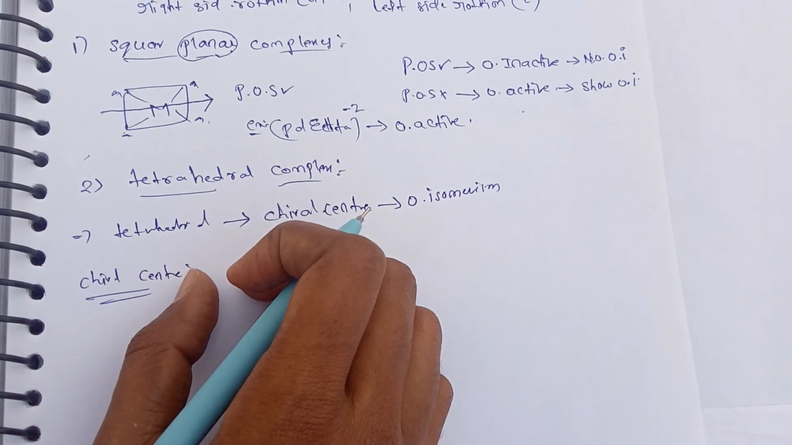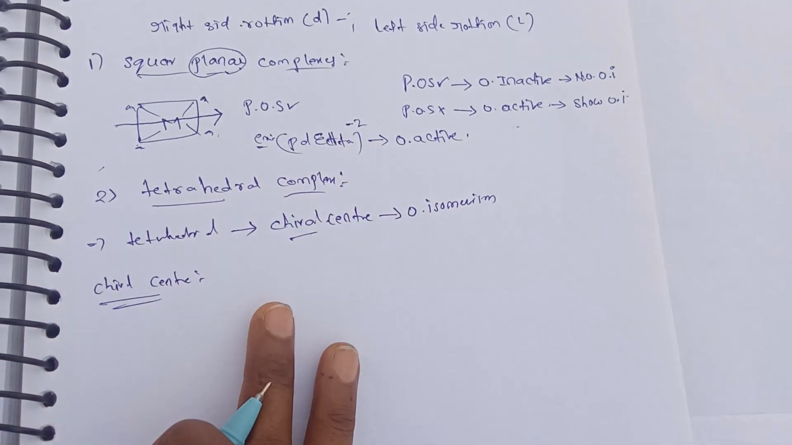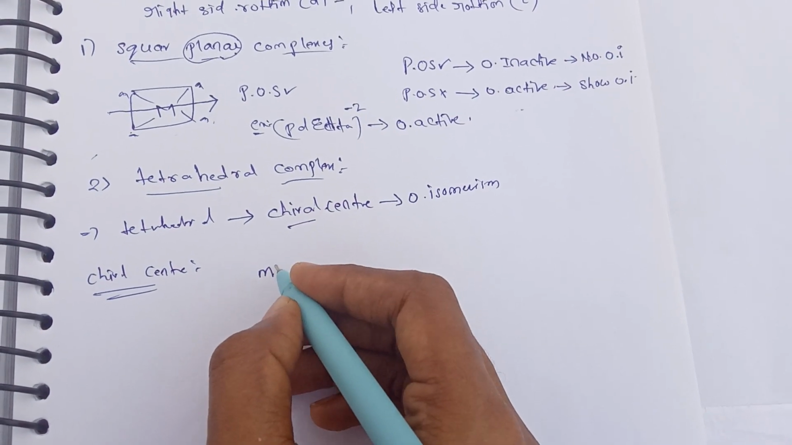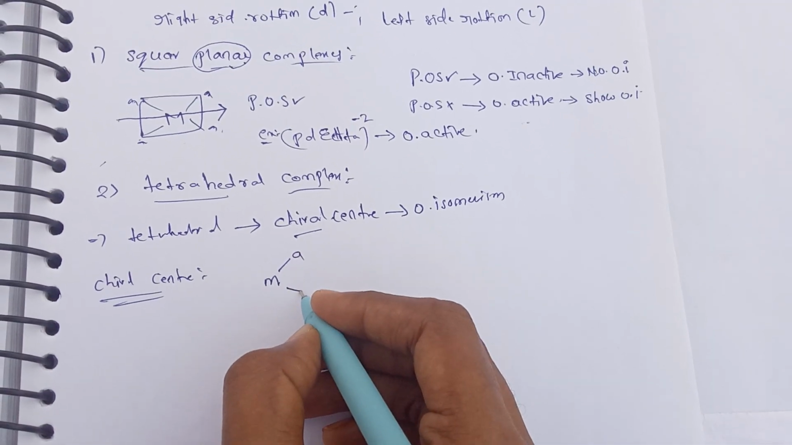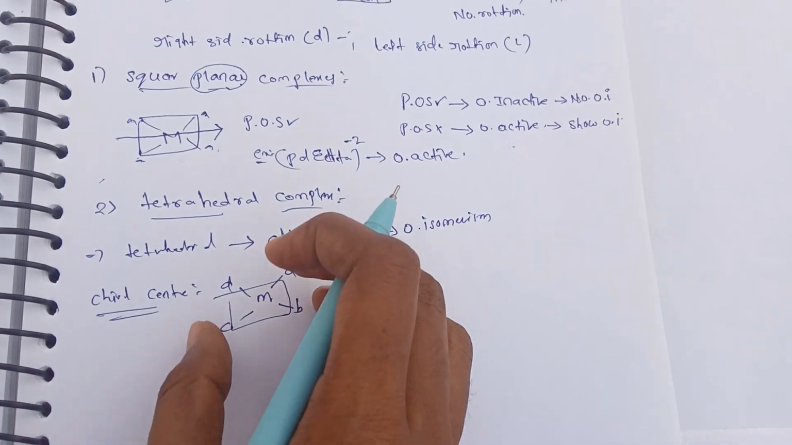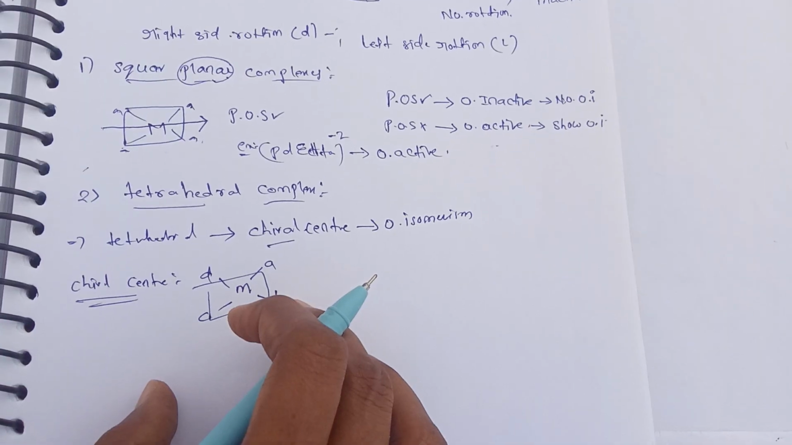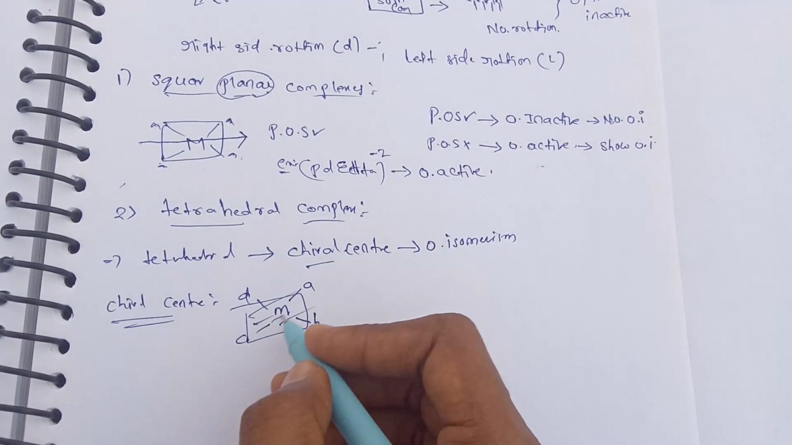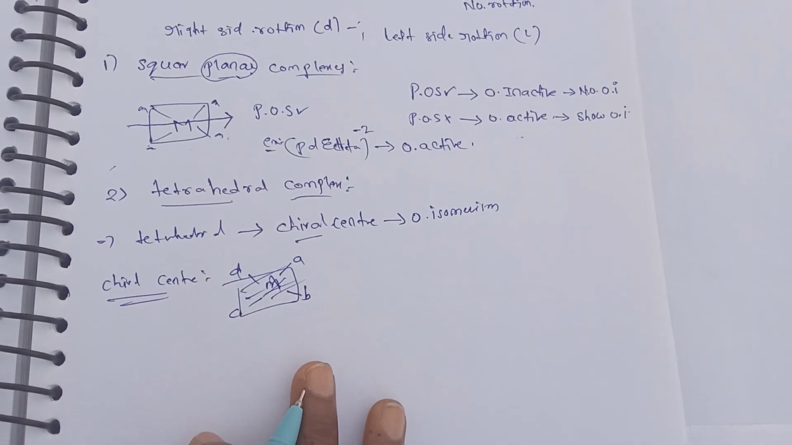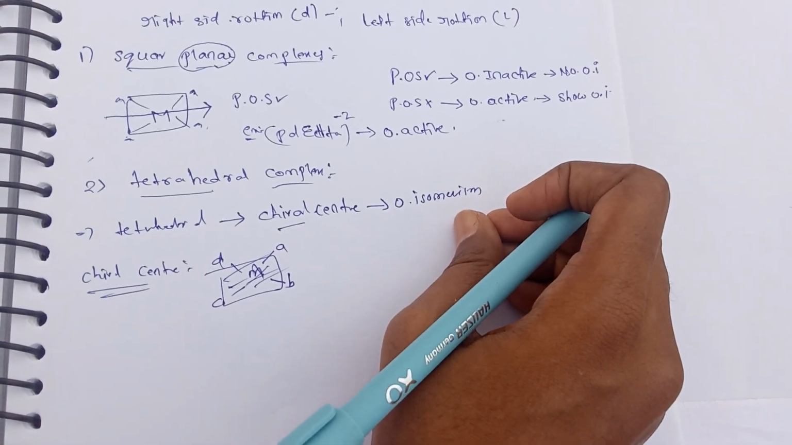Chiral center means the central metal has 4 different groups that are non-superimposable. That means the central metal atom has 4 different groups that are non-superimposable. That means this is the chiral center. So for example, you have to take one example. When a chiral center is present, that is optical isomerism.